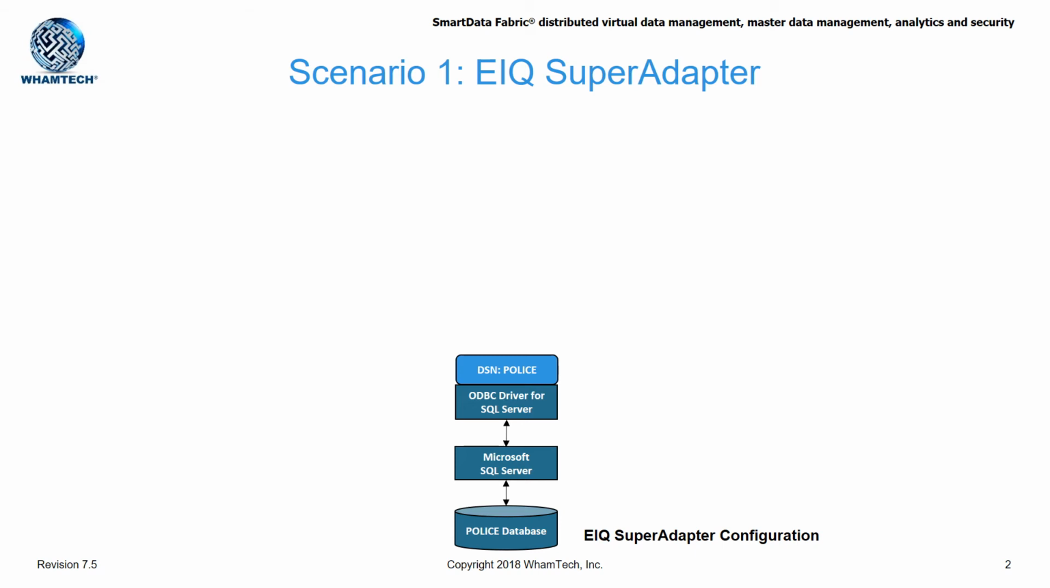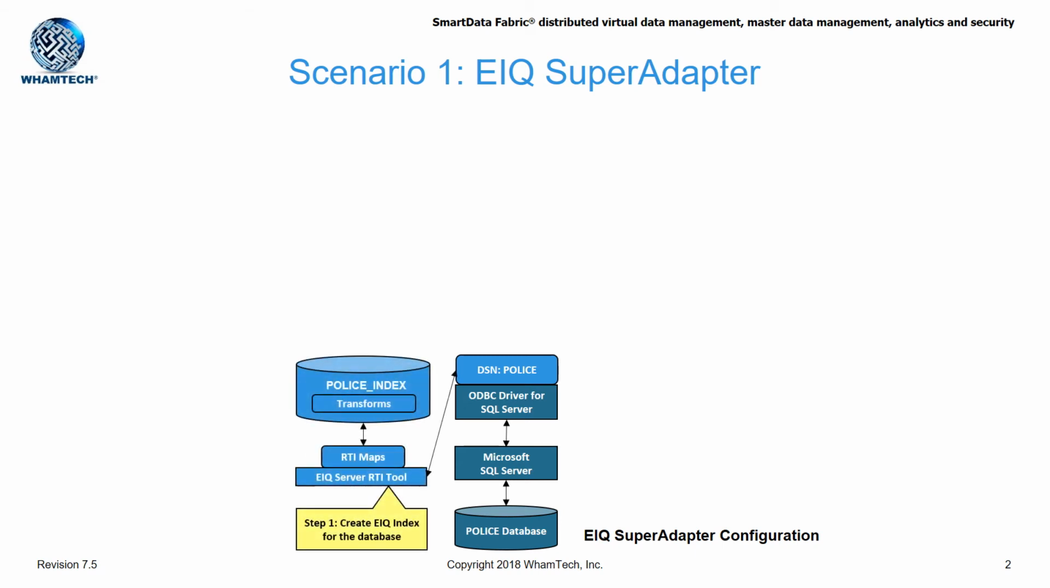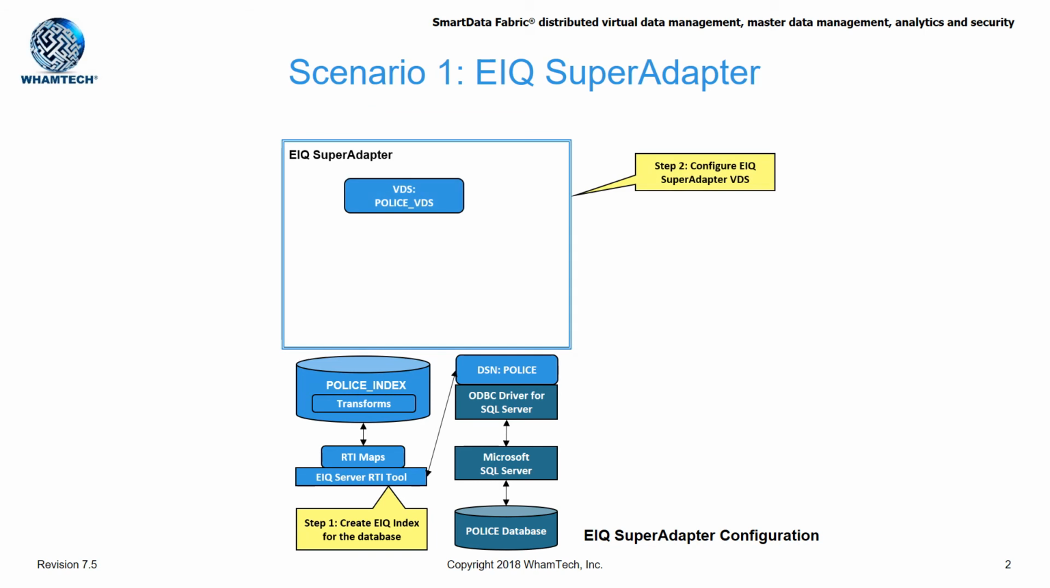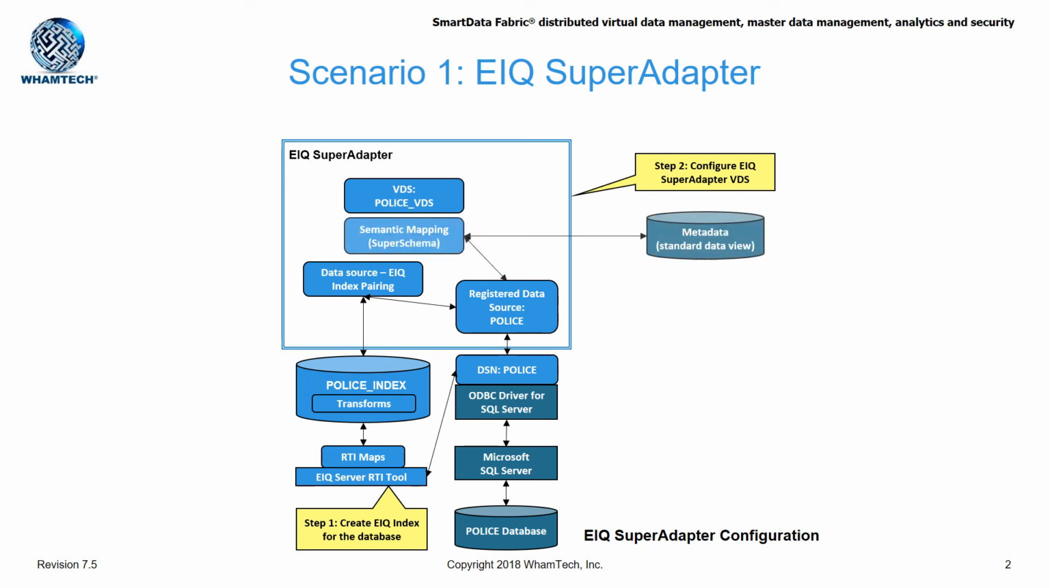There are 3 simple steps needed to configure an EIQ SuperAdapter. Step 1 is building the EIQ index for the data source. Step 2 is creating a virtual data source. A virtual data source is a data source EIQ index pair. You register a data source with the EIQ server and then pair it with an EIQ index. Then you map the data source specific tables and columns in the virtual data source to a standard data view. Step 3 is to query against the virtual data source.